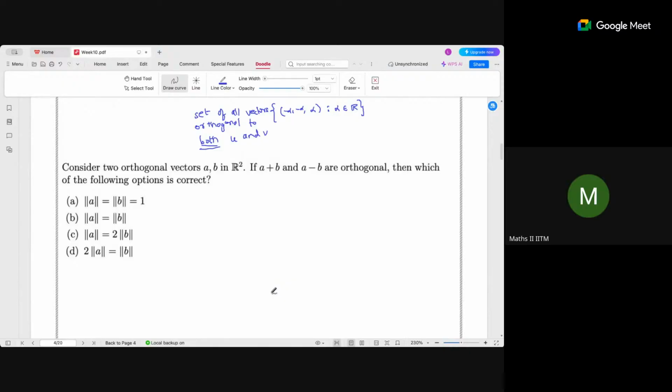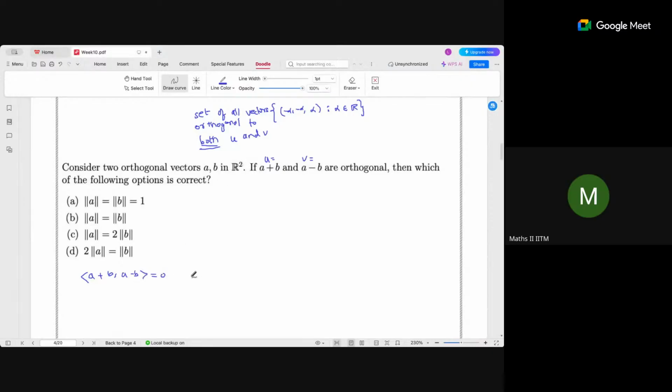Now consider two orthogonal vectors a, b in R2. If a plus b and a minus b are orthogonal, then which of the following options is correct? First of all, if two vectors are orthogonal, what do you know? Let's say this is u and this is v. Inner product should be 0. Exactly. So it means the inner product of a plus b with a minus b is equal to 0.